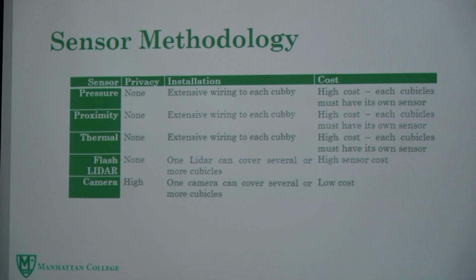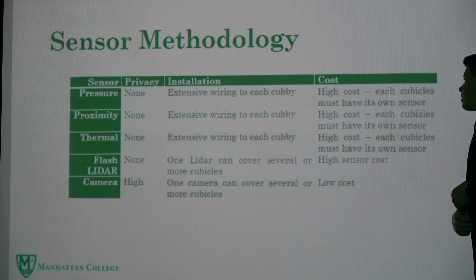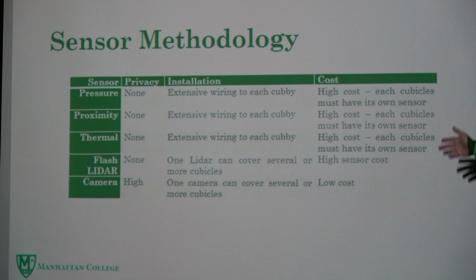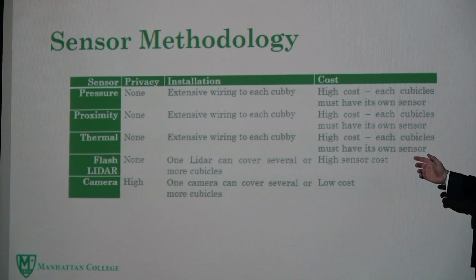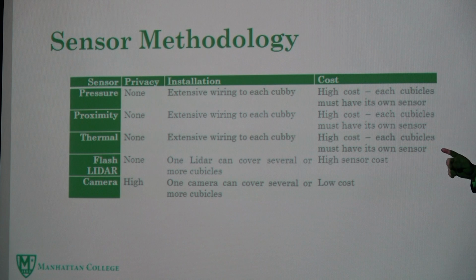Okay, so once we figured out what we wanted to do with our system, we were faced with a tough decision on which sensors to use. So we created a decision matrix with a couple variables, including privacy, installation, and cost. As you can see, these are 5 of the sensors that we took into account. We ended up going with the camera because of the low cost and its ability to view multiple cubbies with just that one camera.